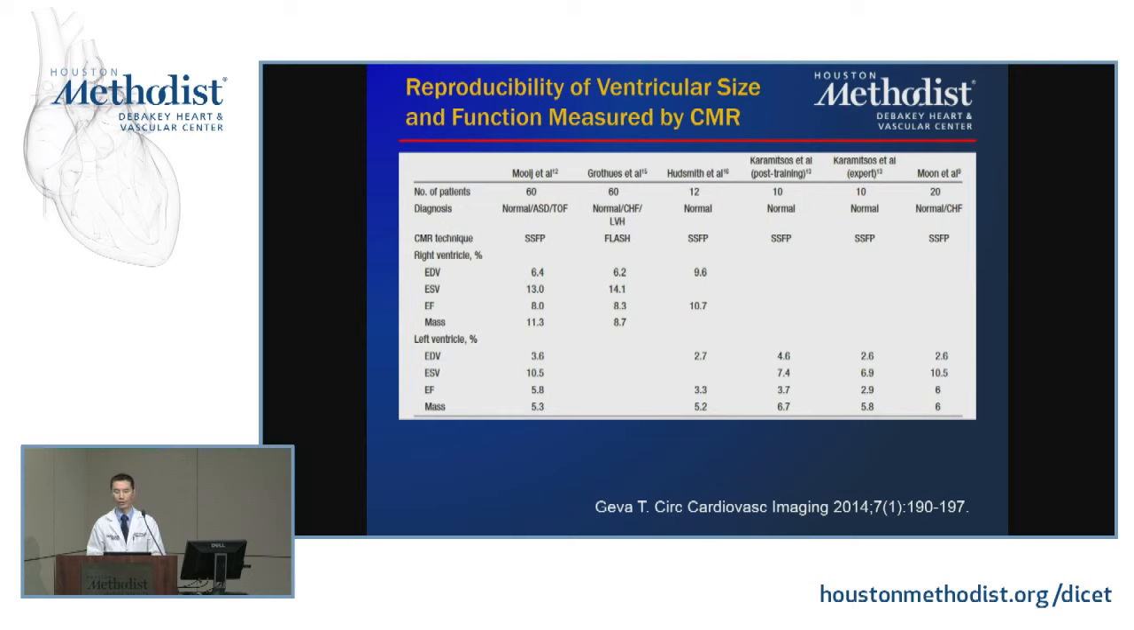Okay. In terms of reproducibility of the RV, in terms of size and function, it's actually pretty good. And shown here are different studies that have looked at the reproducibility. These are shown on the left are the early studies before they did further validation, but in terms of reproducibility, it's actually improved now. So RVEF wise, the variability between readers and repeat studies is actually pretty good.